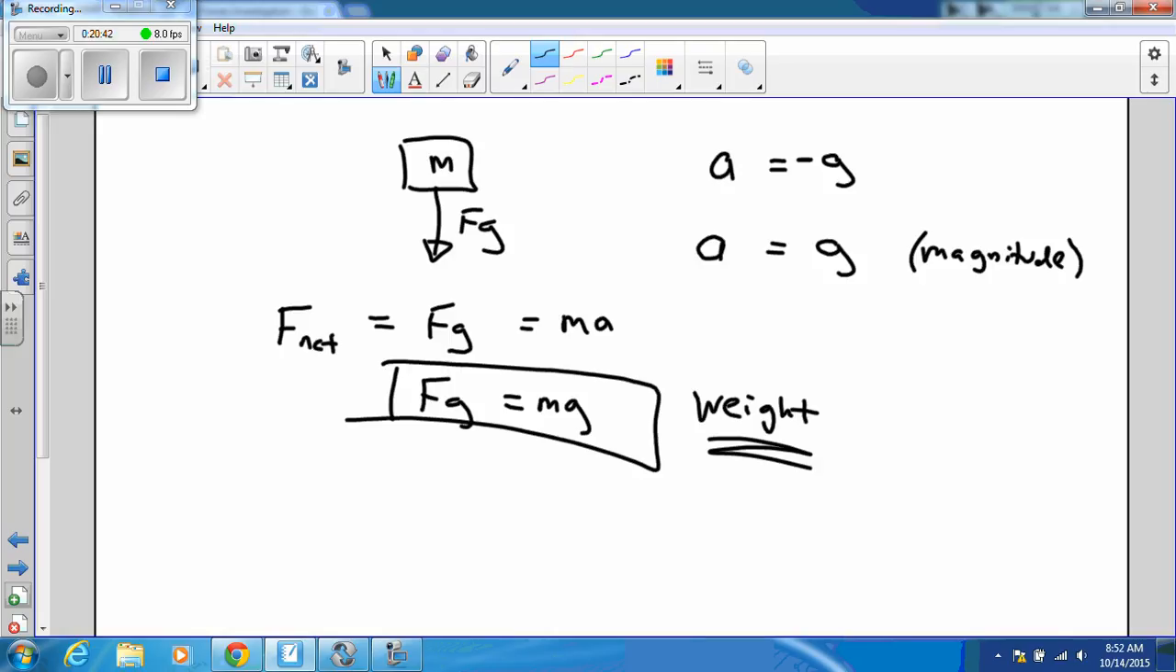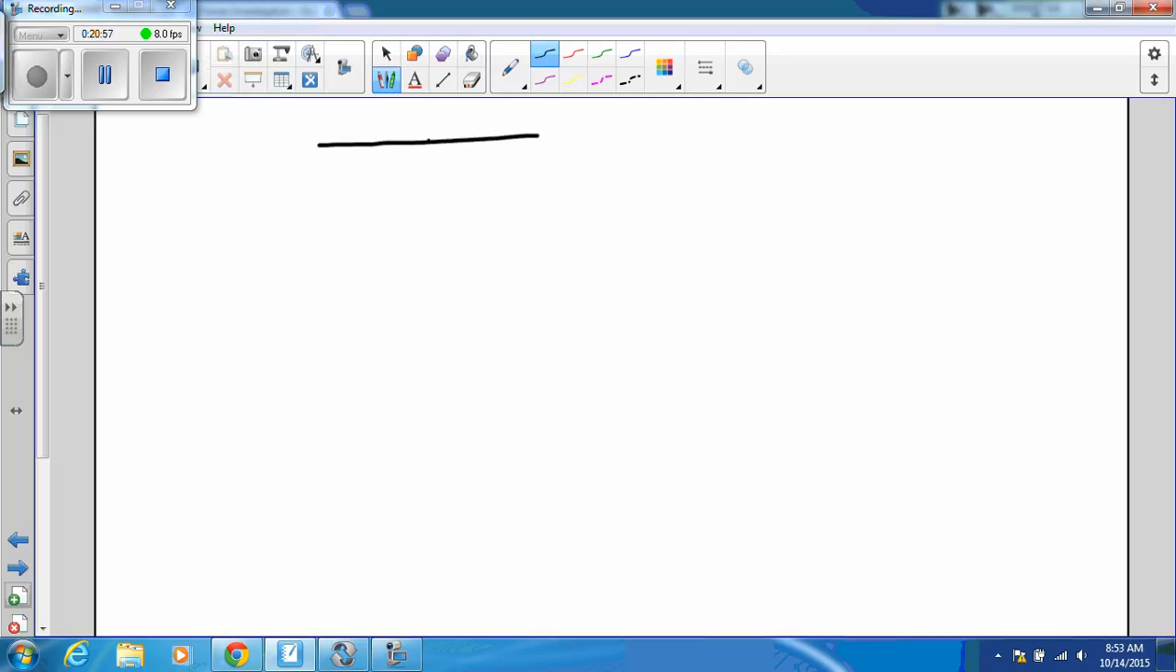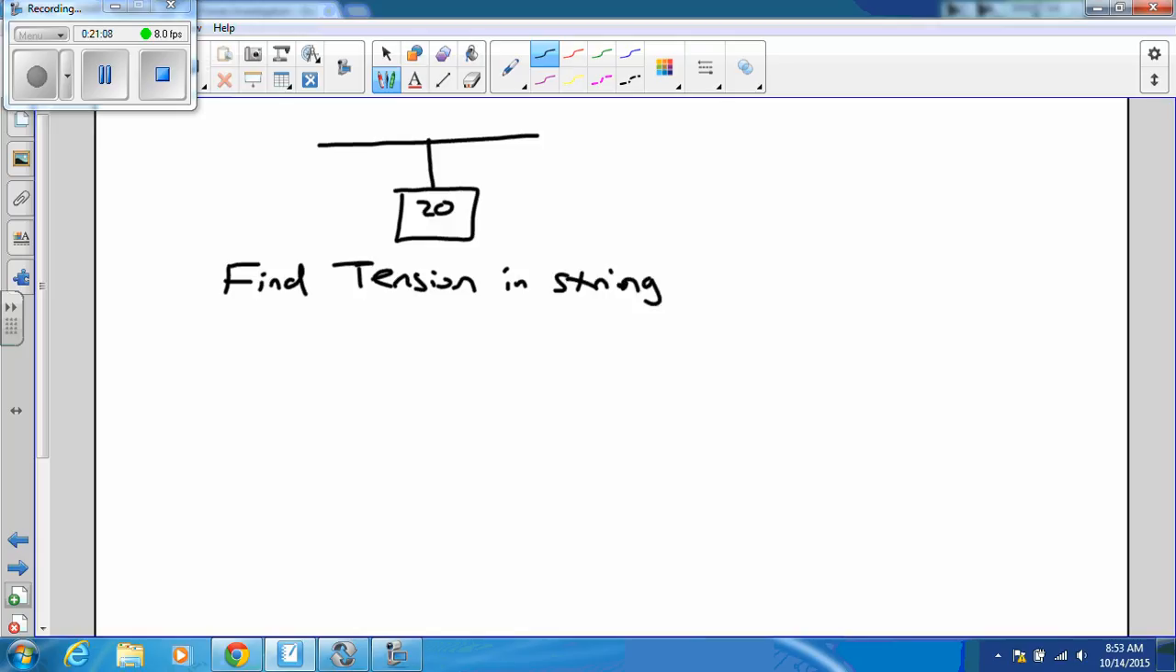Now, very quickly, because we've got like 5 minutes or less, let's actually use this to solve a couple of problems. I've got a 20 kilogram mass here. Find the tension in the string, like so. Okay. So where am I going to begin in solving my problem?